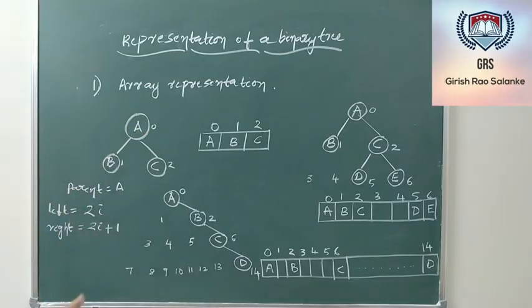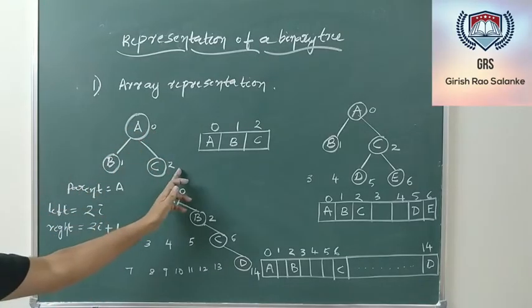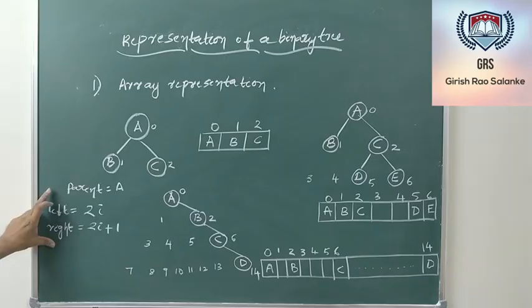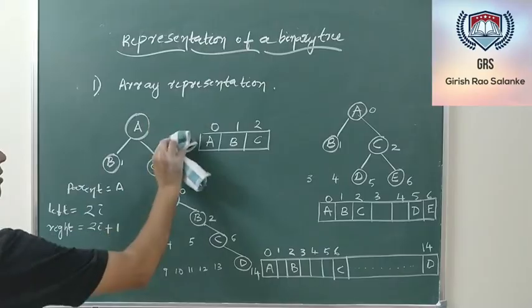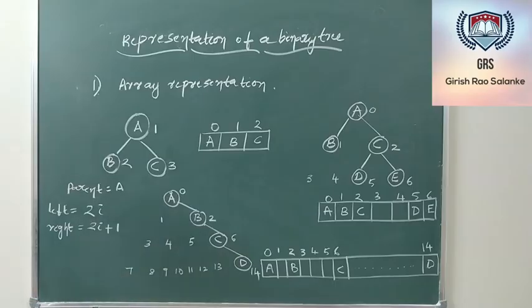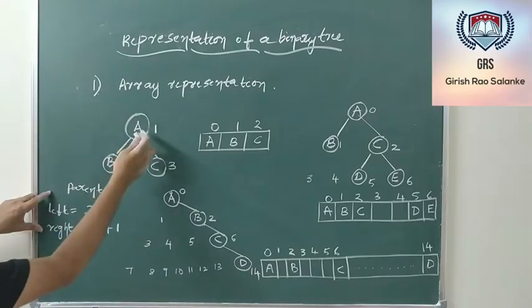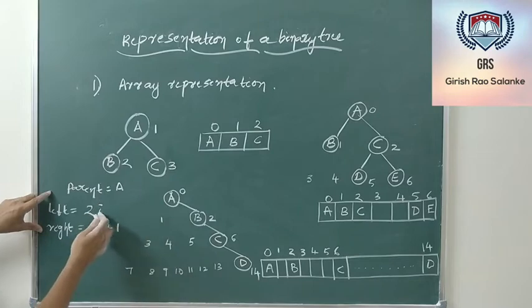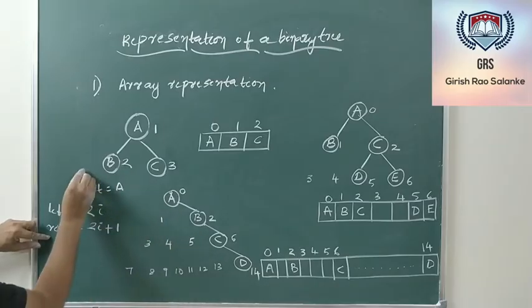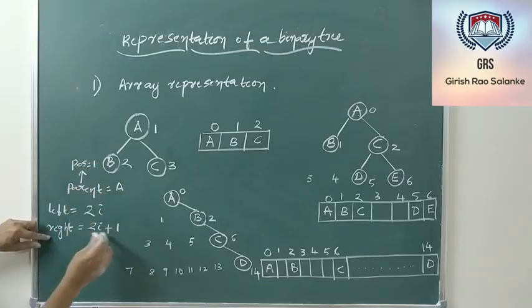Or what you can do is, rather than marking it with 0, 1, 2, you can mark it with 1, 2, 3 and so on to get this exact number. I'll mark the index of my array with 1, 2 and 3. Then this could be quite easy. Parent position is 1. The left child position is 2 into 1, which is 2. The right child position is 2i plus 1, so it is 2 into 1 is 2 plus 1 is 3.